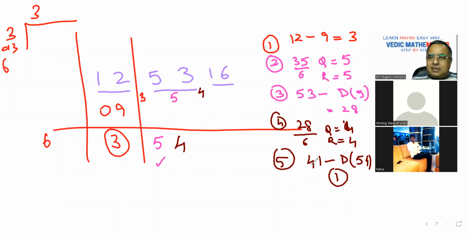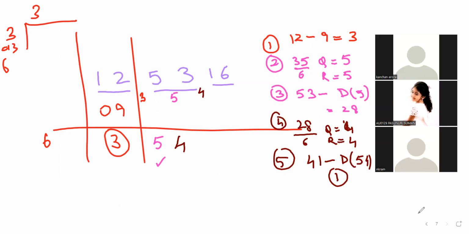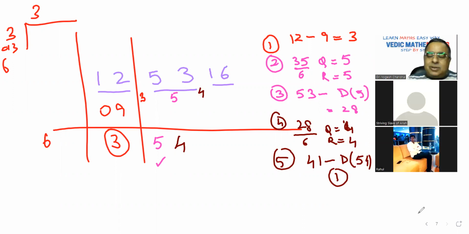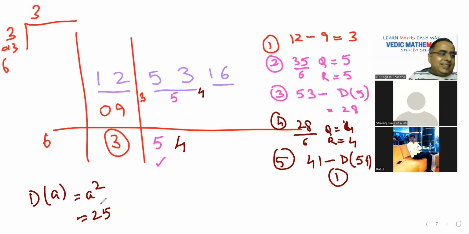I missed that part, that's why I didn't understand. Square of a single digit number is the square of that number. So if the single digit number is 5, it becomes 25. Okay. Got it. So that is 53 minus 25.